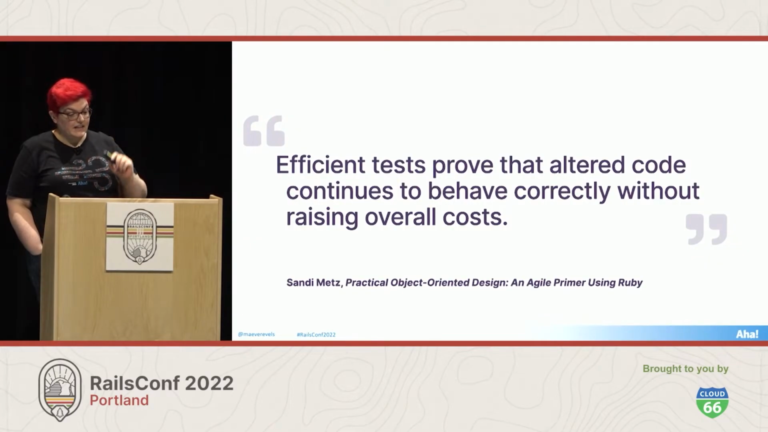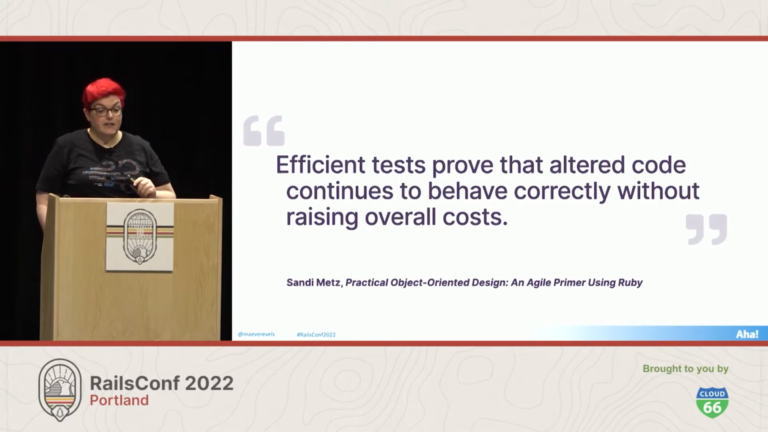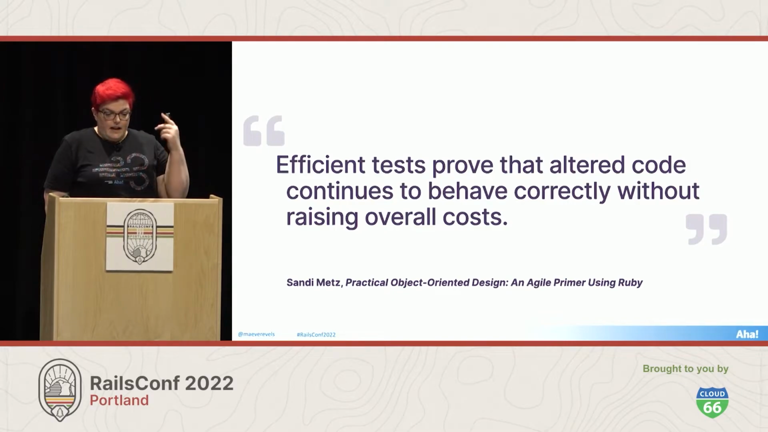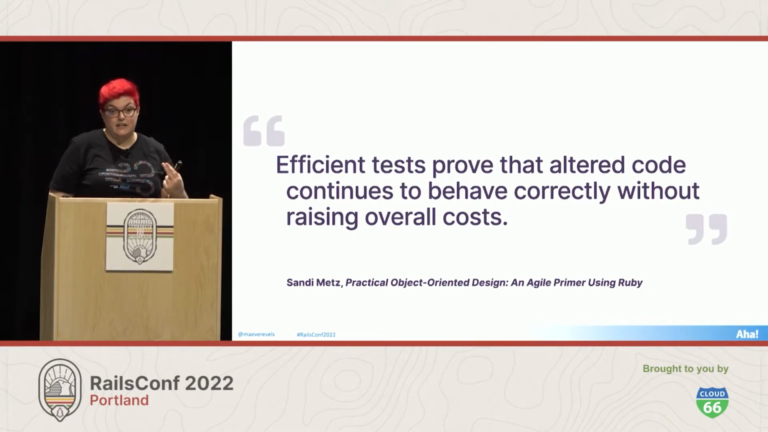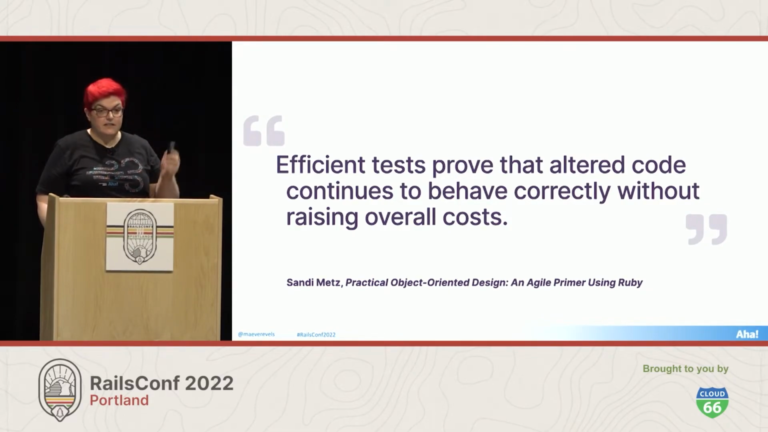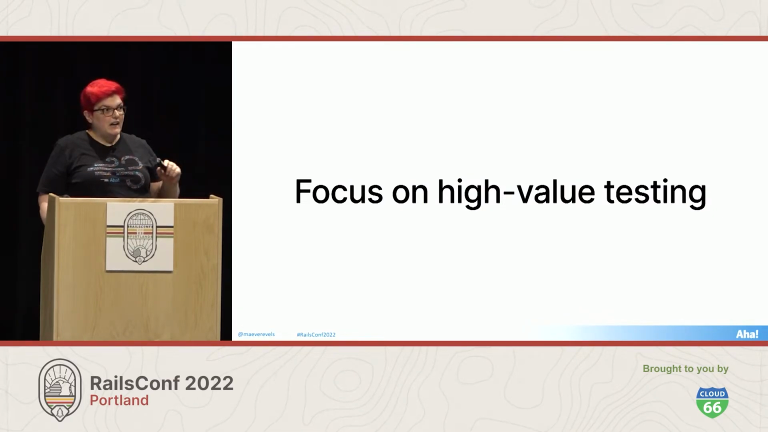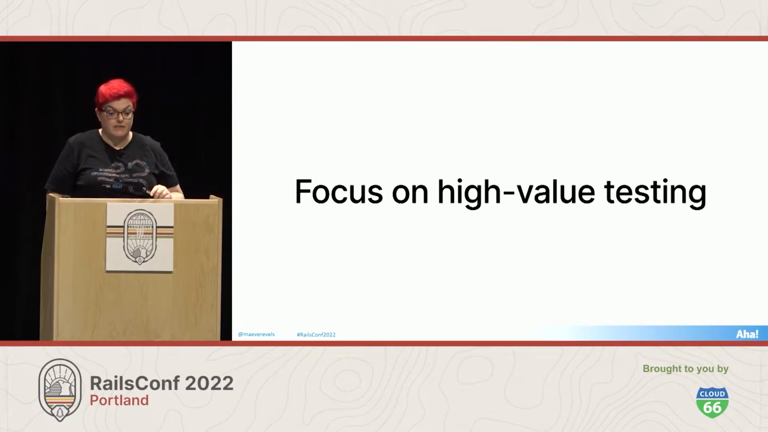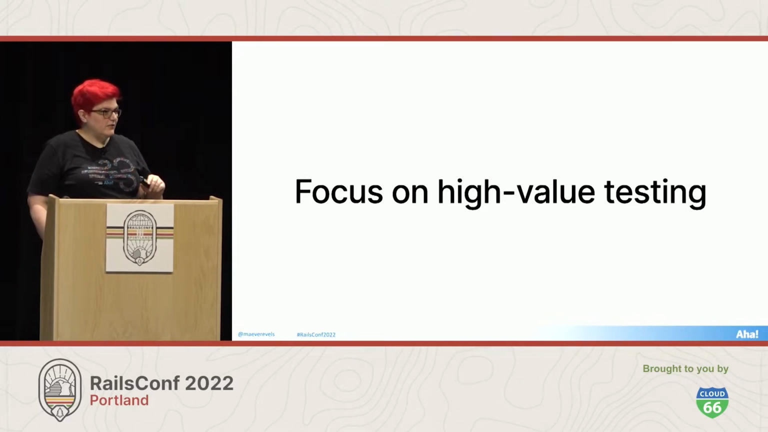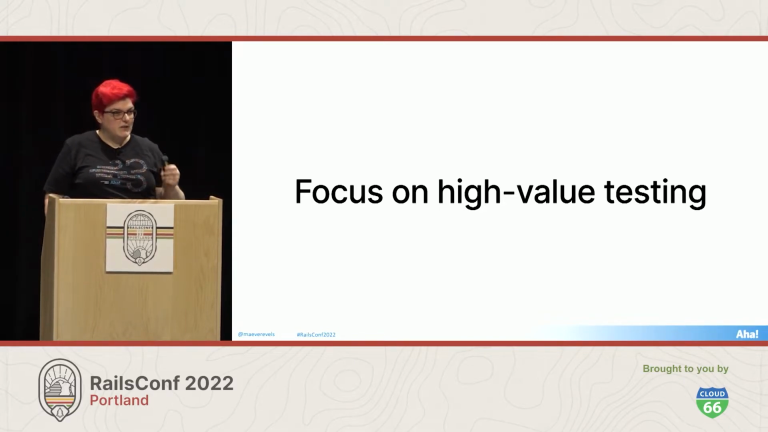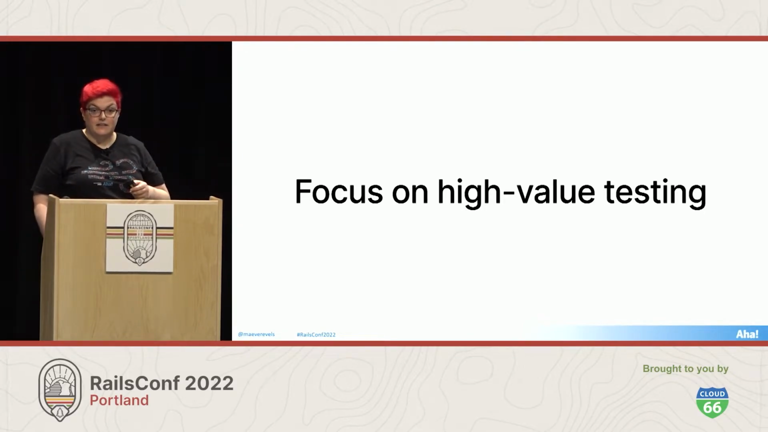And so she goes on to say, efficient tests prove that altered code continues to behave correctly without raising overall costs. So this is key. A well-designed test is a test that's easy to change, and efficient tests only need to change when the behavior changes. Together, this is describing high-value testing. So high-value tests prevent the most regressions and also have the lowest maintenance costs over time. Tests that fail when there aren't behavioral changes are low-value tests, and often when people complain that testing is not really worth the effort, they really mean that maintaining a suite of low-value tests is not worth the effort, and they're right. So what is test value?